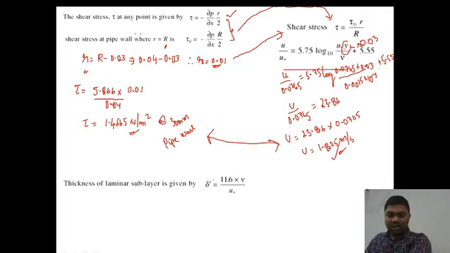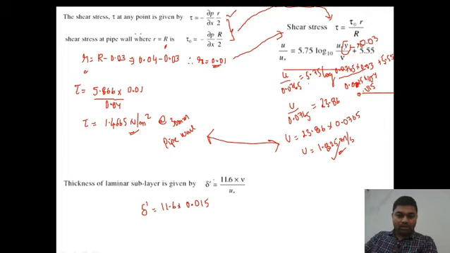Last, we need to find out the value of thickness of laminar sublayer, which is delta dash is equal to 11.6 into kinematic viscosity, 0.015, not 0.0015, by our shear velocity, 0.0765, which will be equal to 2.274 into 10 to the power of minus 4 meters.